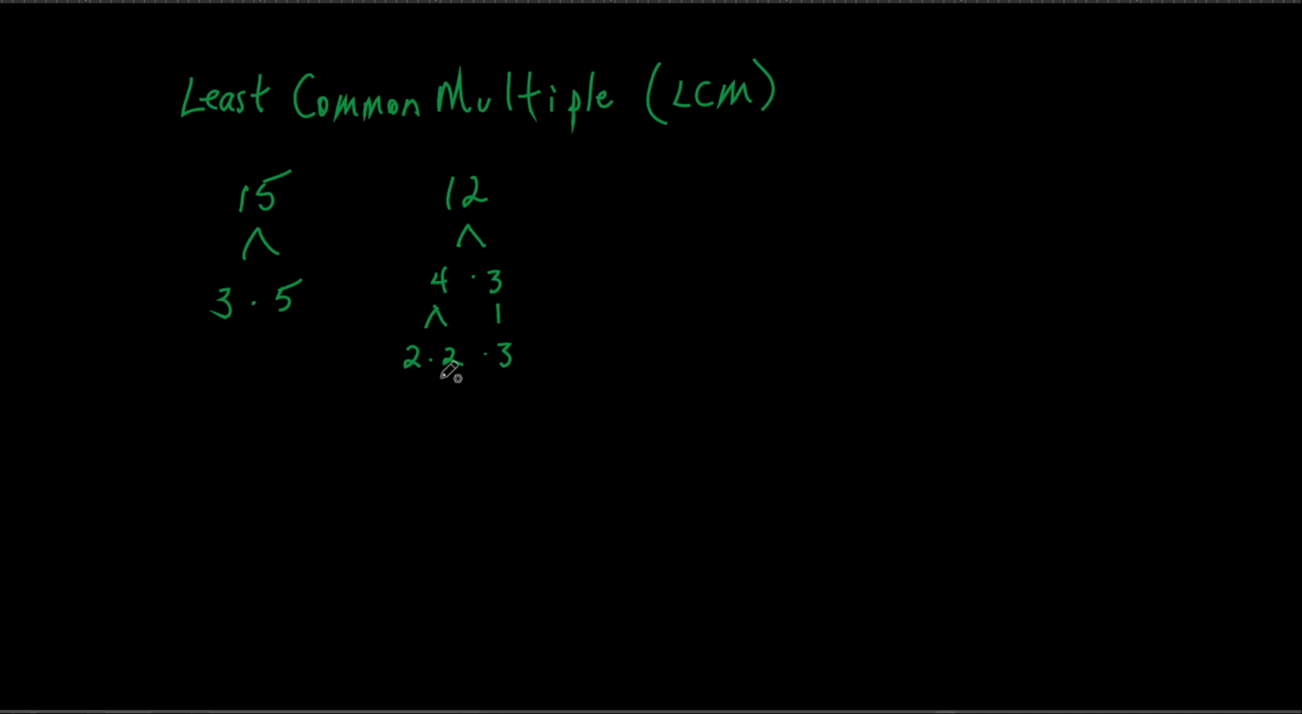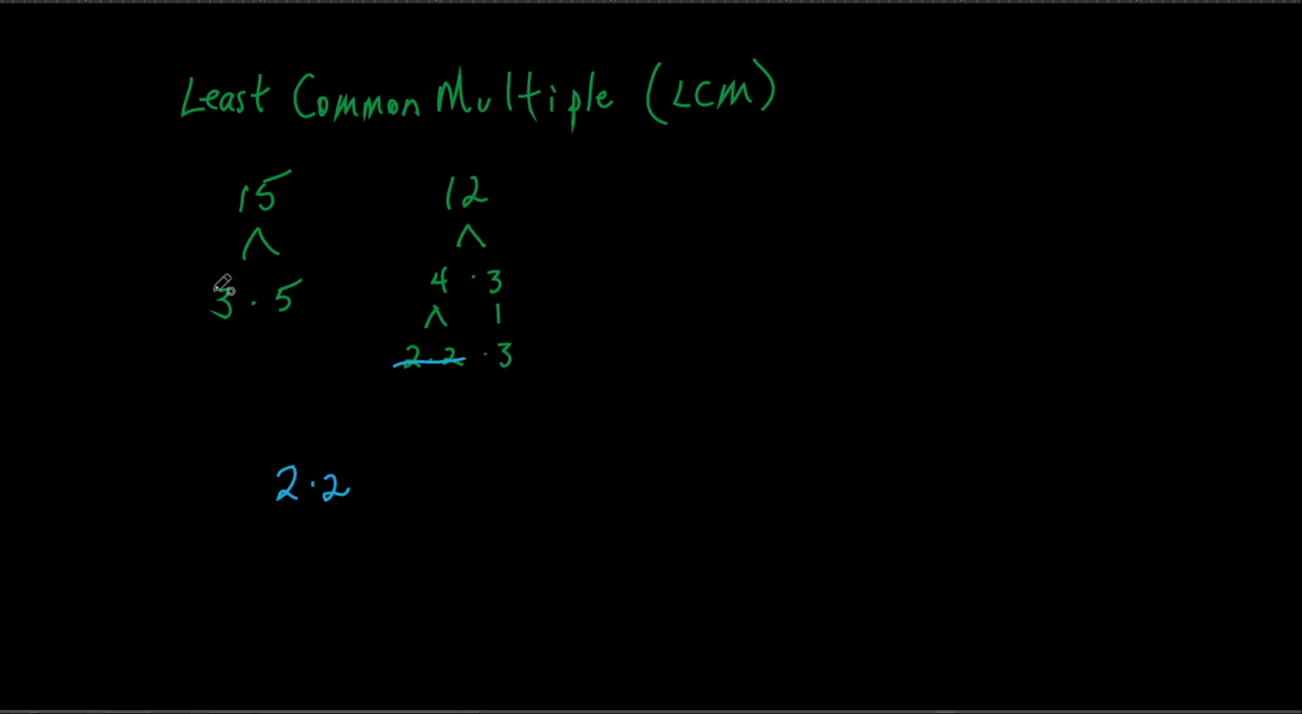If a number shows up more times under one than the other, I'm going to take the one that shows up the most number of times. So what do we got? We got 2's. How many times does the 2 show up? Twice. So I'm going to write 2 times 2. So I'm done with that.